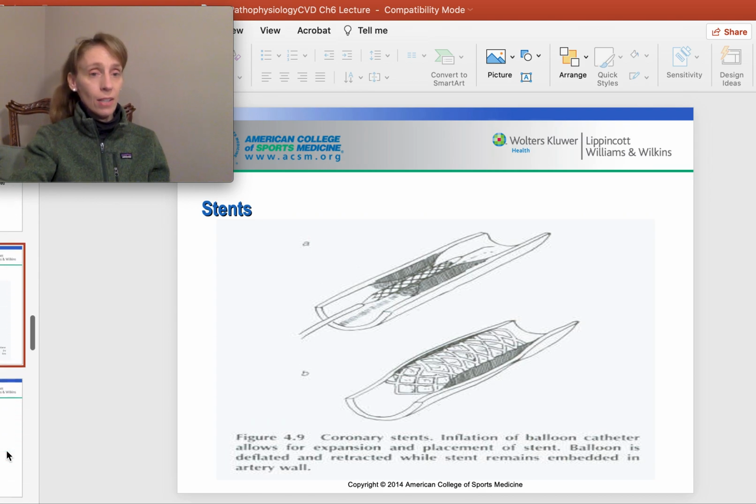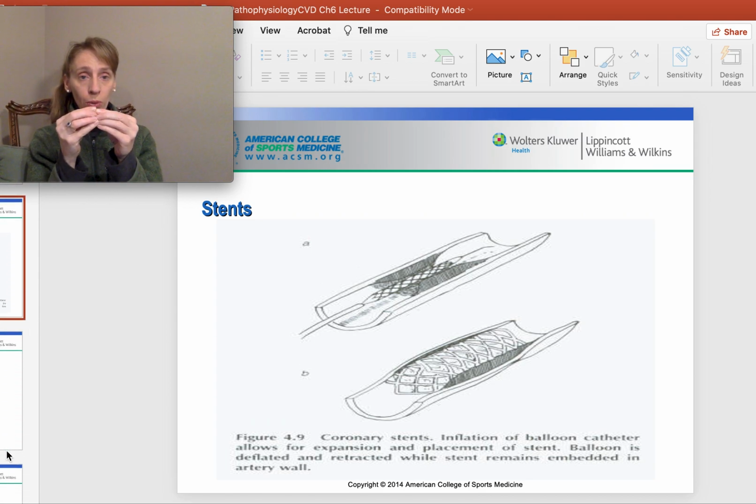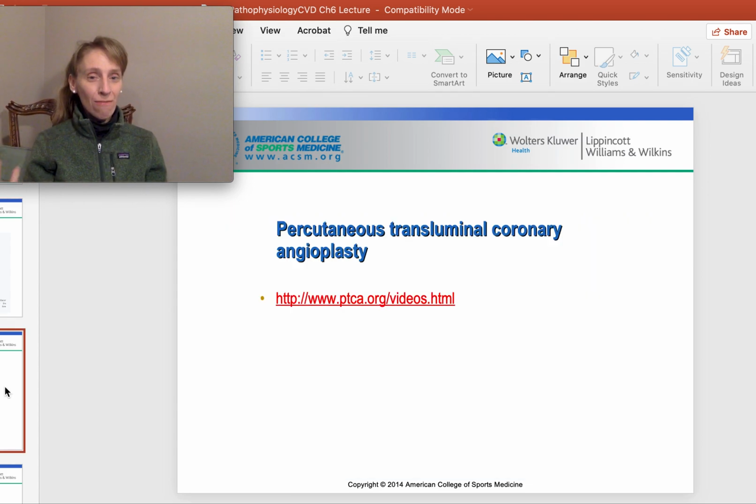Here's a photo of the stent. So I showed you how first there's a balloon. The balloon first gets inflated, and then after the balloon is inflated, the stent is then deployed. Again, I have videos.